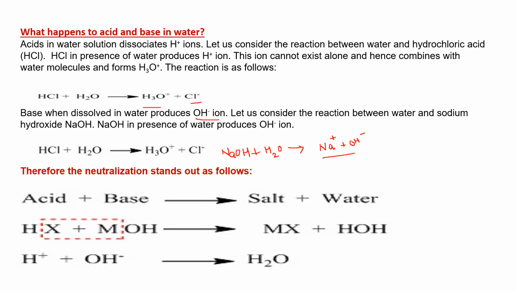Now let's see the basis of neutralization reaction, how the neutralization reaction exactly takes place. So the acid I have taken, H is a hydrogen ion, X can be chlorine, can be SO4, can be HNO3, can be anything. Then M is a metal here, it can be sodium, magnesium, calcium, potassium, and OH is a hydroxide, right? So when these react with each other, they form salt.